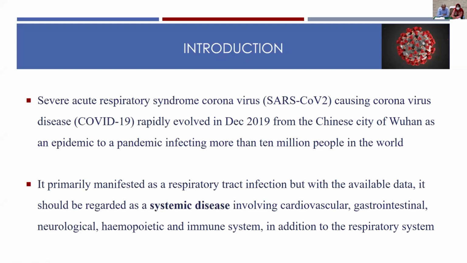Brief introduction. The disease, severe acute respiratory syndrome coronavirus, SARS-CoV-2 as it's called, started in December in the Chinese city of Wuhan. And it has now spread to more than 13 million people around the world. It primarily manifested as a respiratory tract infection, but with the available data, it should now be regarded as a systemic disease involving the cardiovascular, gastrointestinal, neurological, hemopoietic, and immune systems, in addition to the respiratory system.